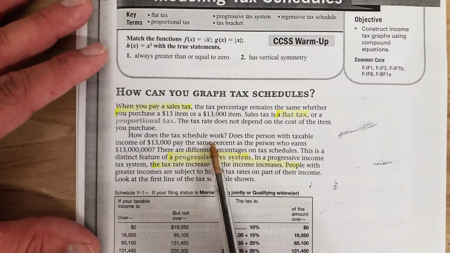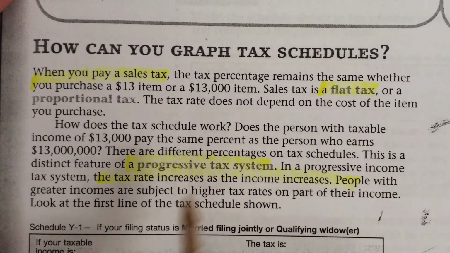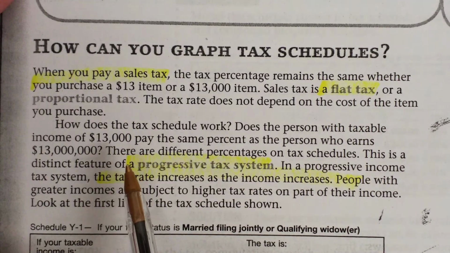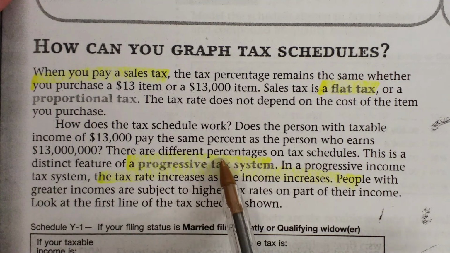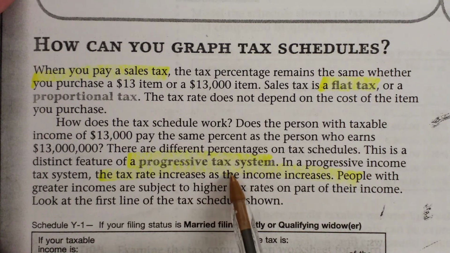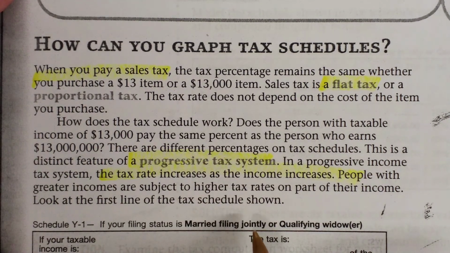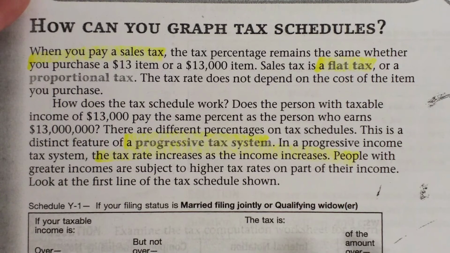But if you are talking about income taxes, it's different. A person with a taxable income of $13,000 is going to pay a way different tax rate versus a person that would earn $13 million. There are different percentages on the tax schedule. This is an example of a progressive tax system. Basically, it means the more income that you make, the higher the tax rate that you pay. Obviously, you'll pay higher taxes, but you'll also pay taxes at a higher rate. So people with greater incomes are subject to higher tax rates on part of their income.